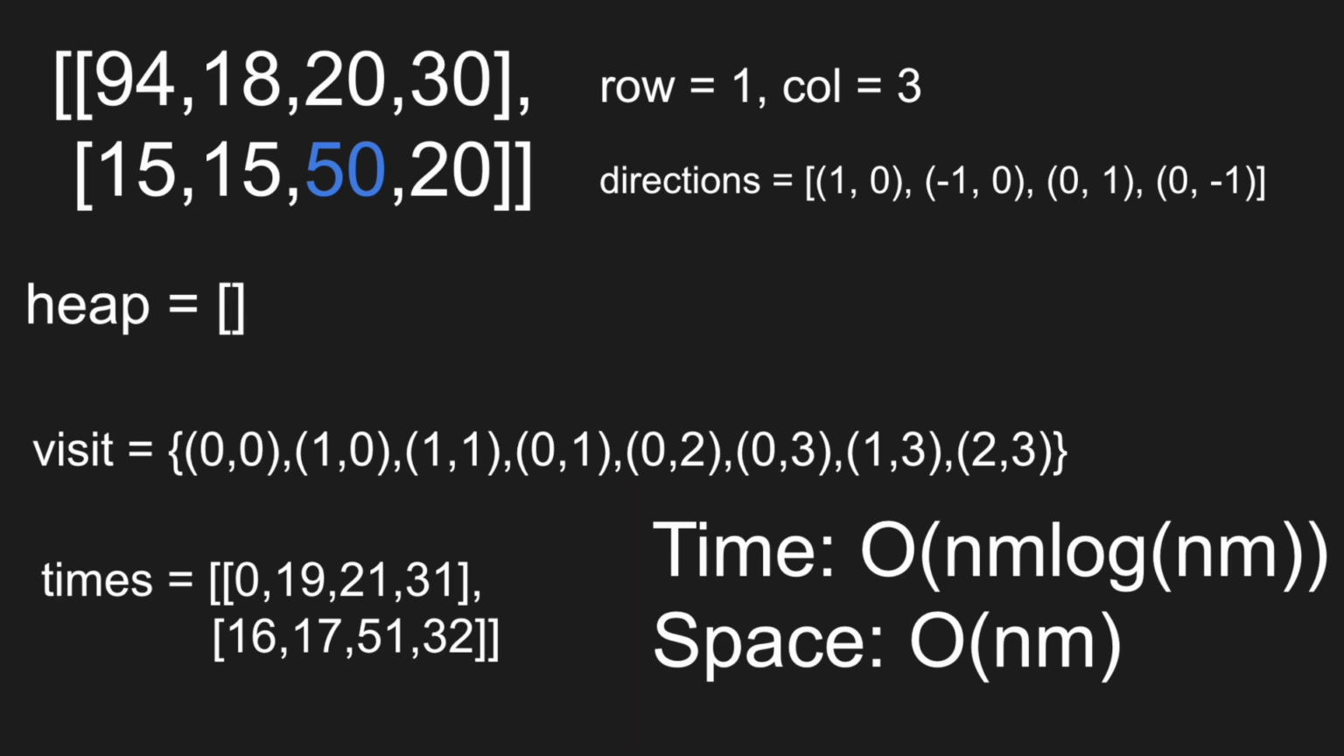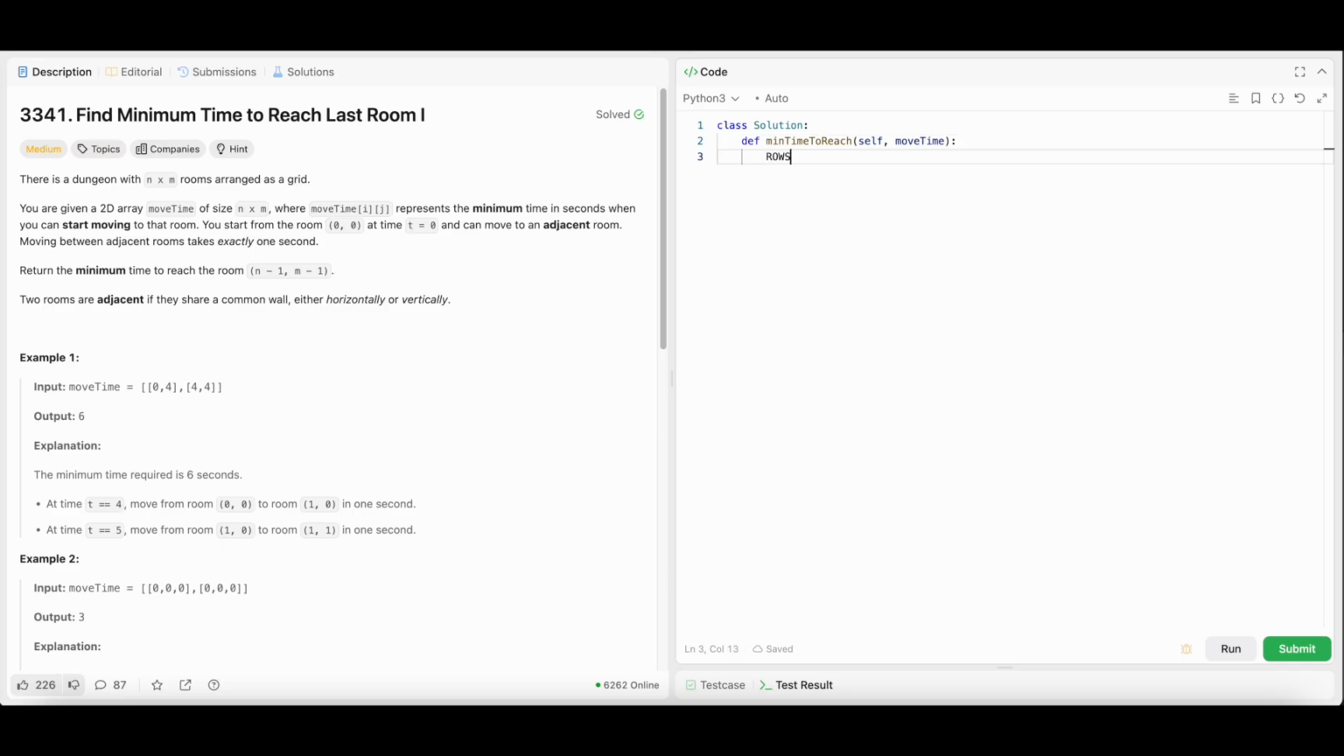So now let's get to the coding part. So first we will set rows to the number of rows, so it will be the length of move time, and the columns will be the length of move time of 0. That will be the number of columns. And now we will initialize times to infinity for everything, so times equals, for i in range rows. But at index 0, 0, it needs to be a 0, so we set that one to 0.